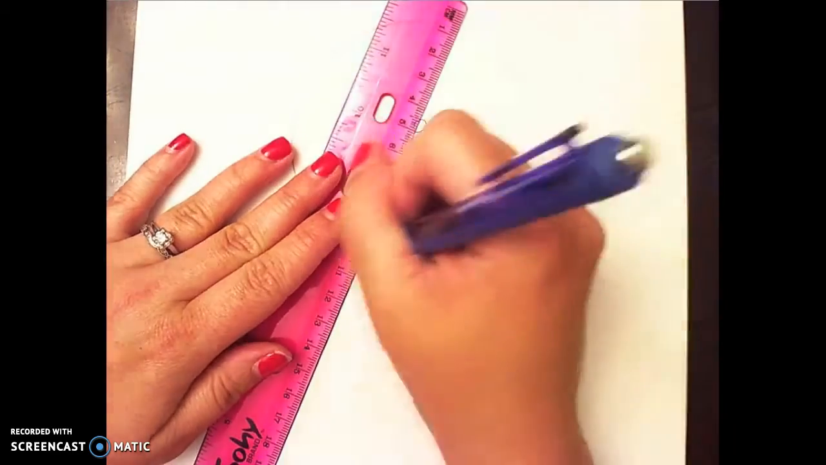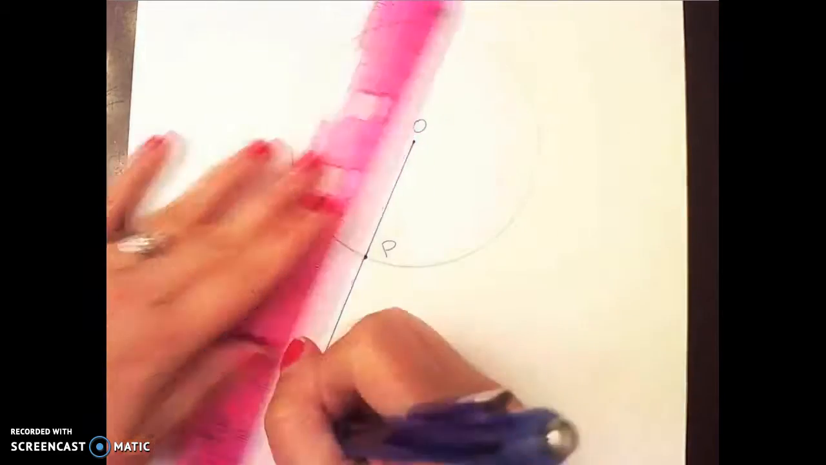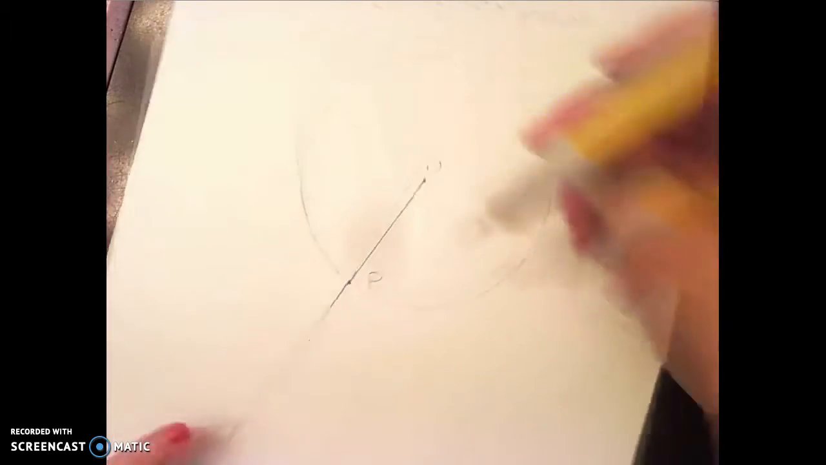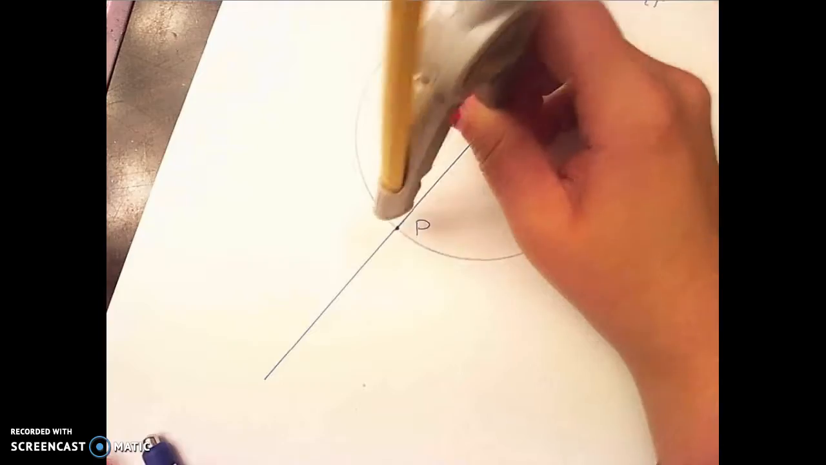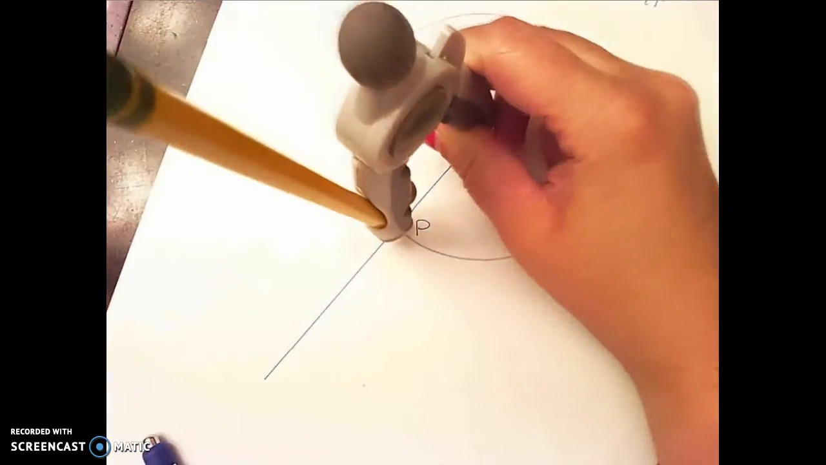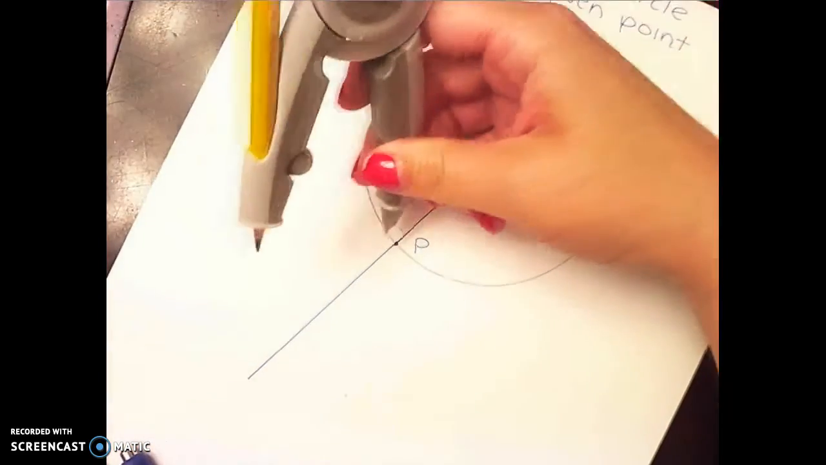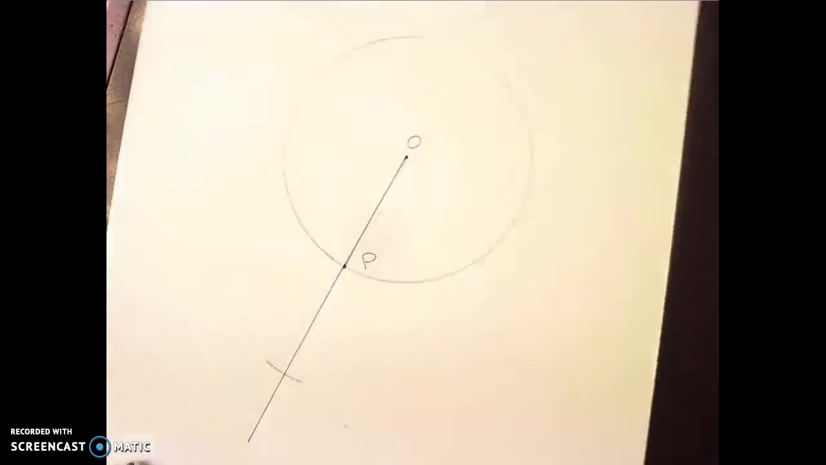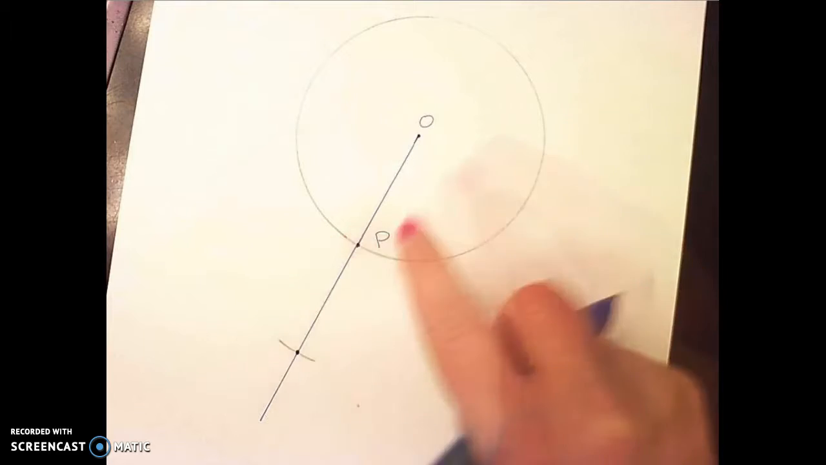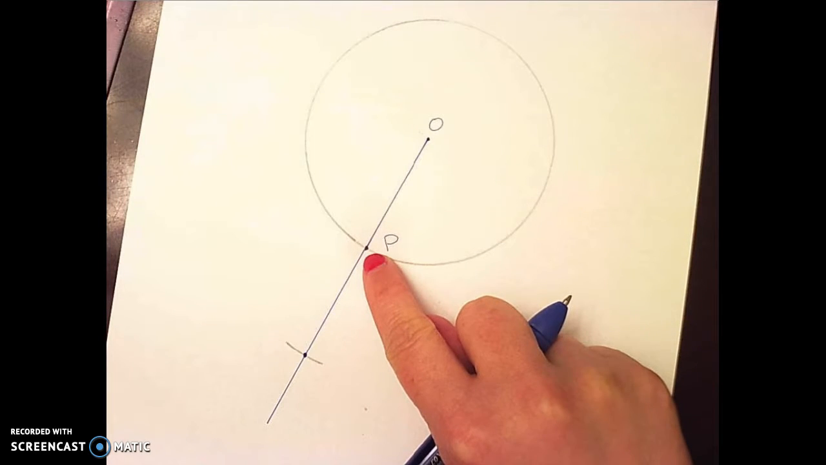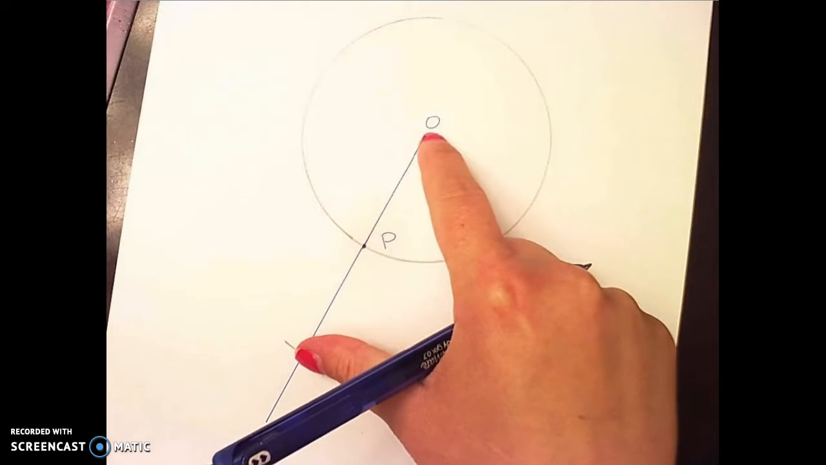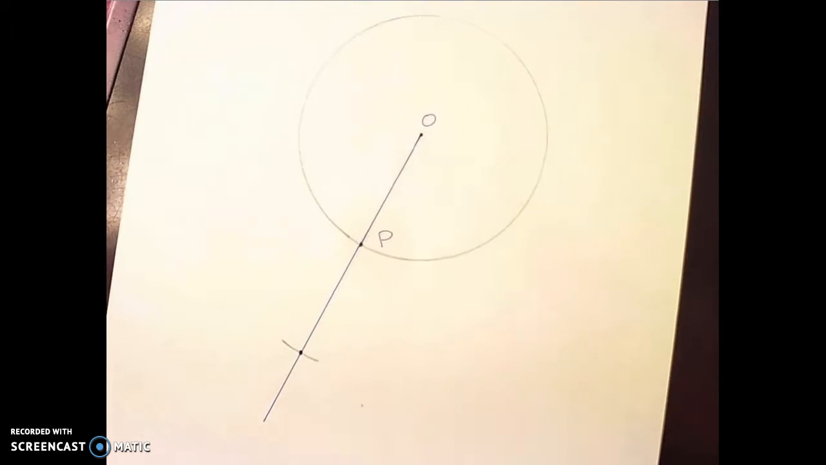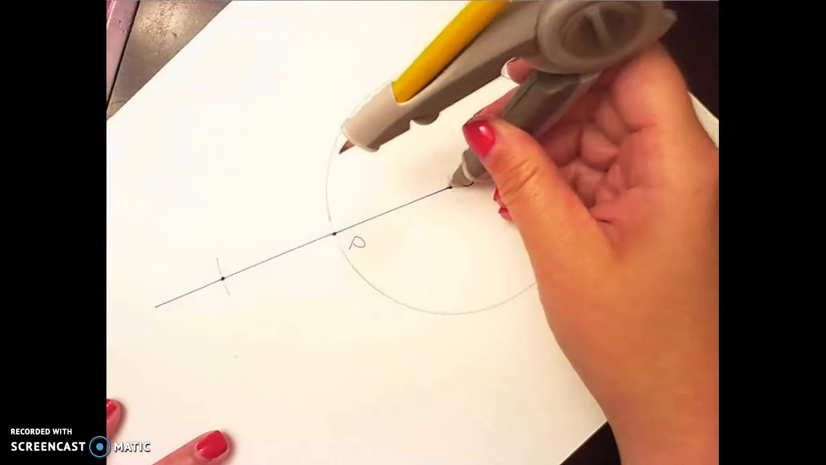So I'm just going to make this longer. And I'm going to measure the length of the radius from O to P, and then I'm going to mark that distance off again on my line. So I just measured this so that P is in the middle, it is the midpoint of this segment. Now I'm just going to use this segment to construct the perpendicular bisector.